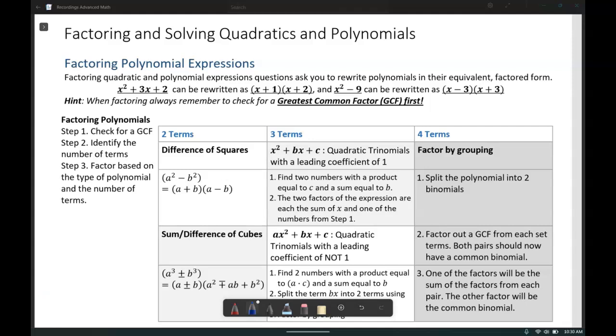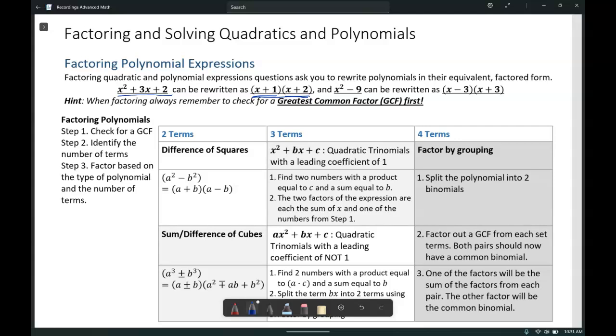Let's go ahead and start out our advanced math by looking at factoring and solving quadratics. So factoring polynomials is just the act of rewriting them in what we call a factored form, where we have some smaller polynomials, often binomials or single terms, being multiplied together, such as x squared plus 3x plus 2 can be rewritten as x plus 1 and x plus 2.